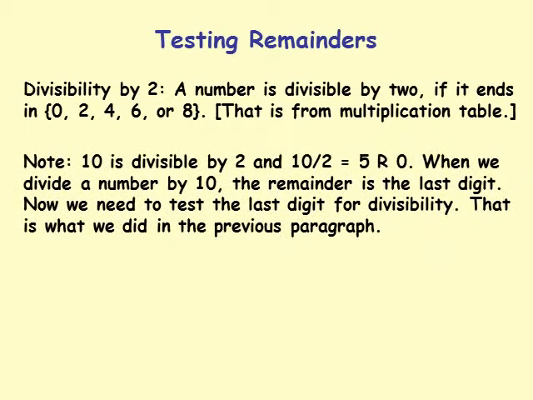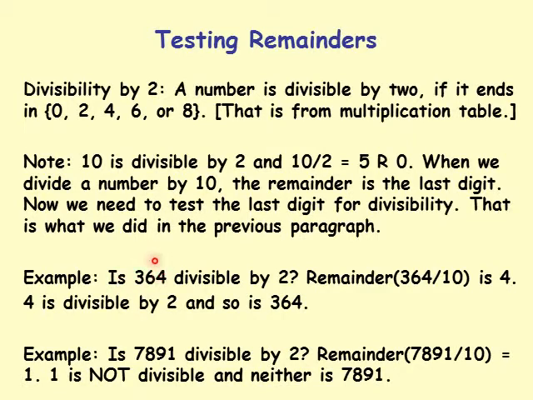Let's continue. Note that 10 is divisible by 2, and 10 divided by 2 is 5, remainder 0. When we divide a number by 10, the remainder is the last digit. Now we need to test the last digit for divisibility, and that's what we did in the previous paragraphs. We just say it ends in 0, 2, 4, 6, 8. That is, the last digit was such and such, and we did that because to get the last digit we found a remainder by dividing by 10. Okay, so let's continue.